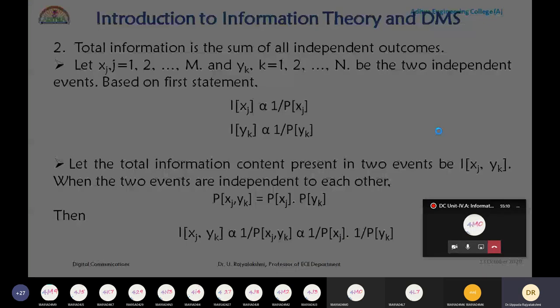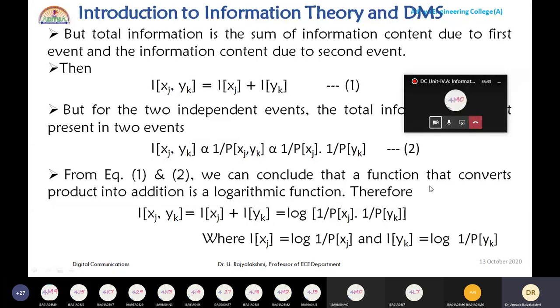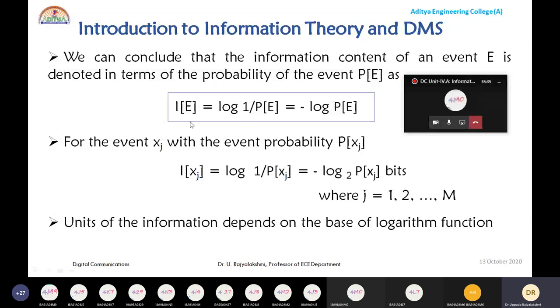So using these two equations, equation 1 and 2, and equating those two, we can see the function that converts product into addition. Product into addition is a logarithm function. Therefore, we finally obtained the information of a particular event as minus log the probability of the event, for various outcomes where J ranges from 1 to M.